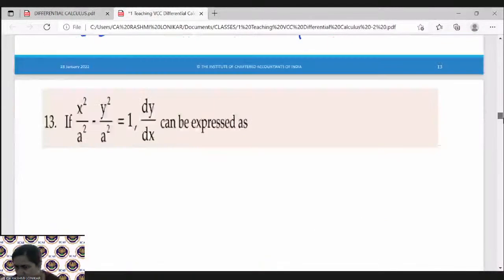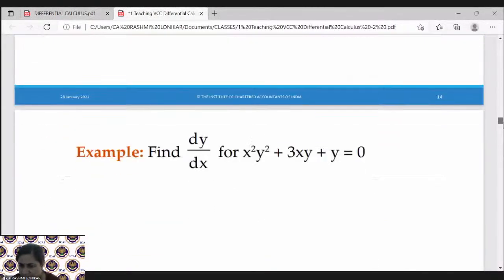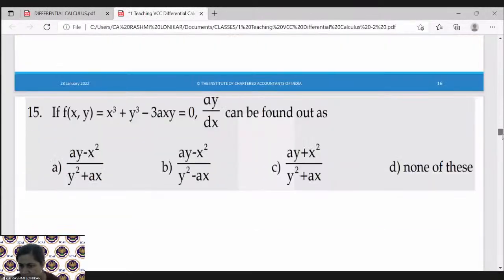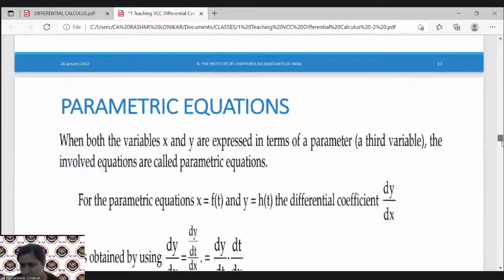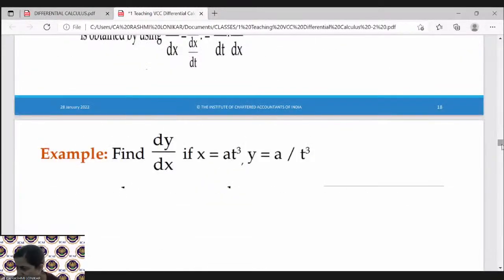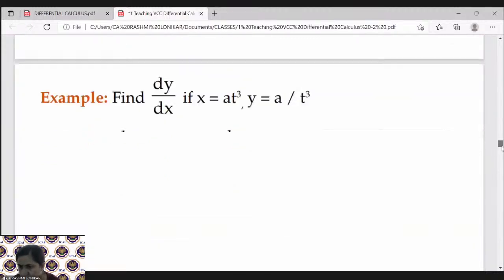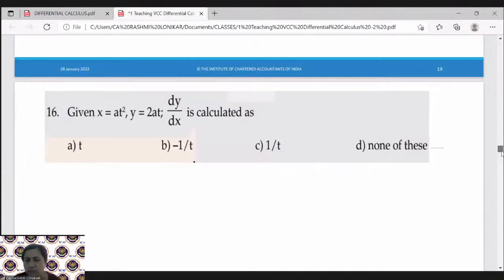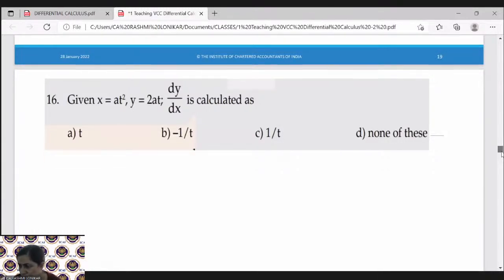Then let us go to the next one. We have done this. We have done this. This also we have finished. Okay. We have finished this also. Right. We talked about parametric. We've done this one also. So this is also another parametric. I think you will be able to do it.